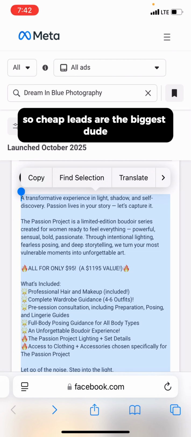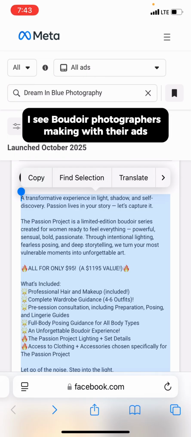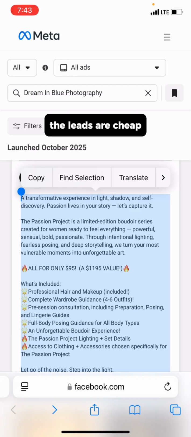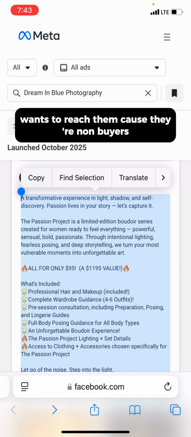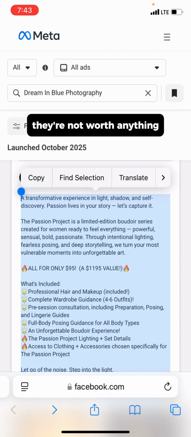So cheap leads are one of the biggest mistakes I see boudoir photographers making with their ads. The leads are cheap because no true marketer that understands advertising wants to reach them, because they're non-buyers. They're not worth anything.